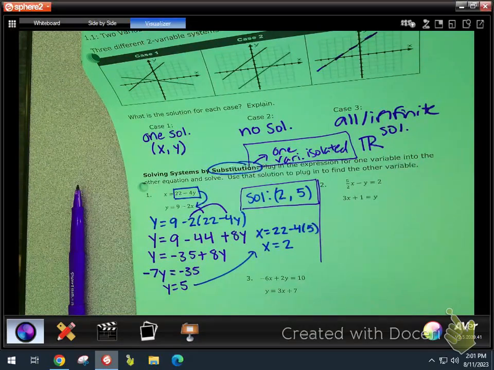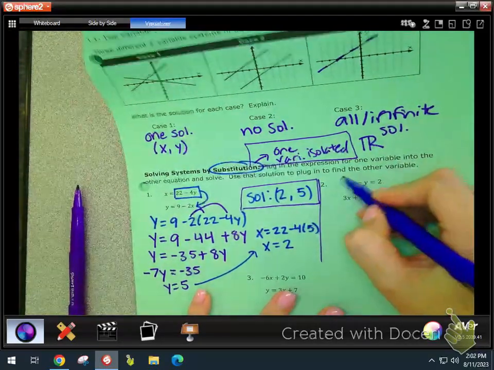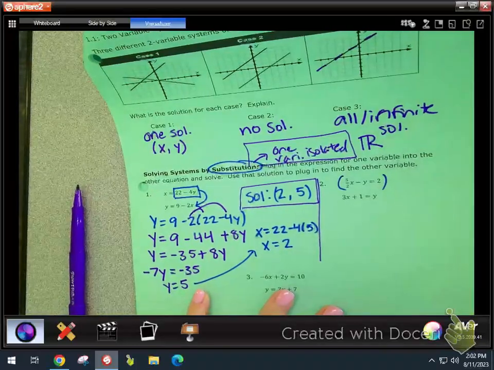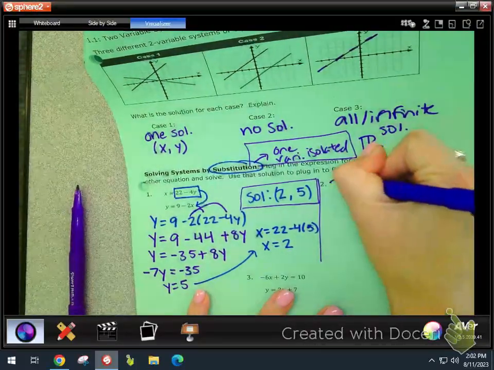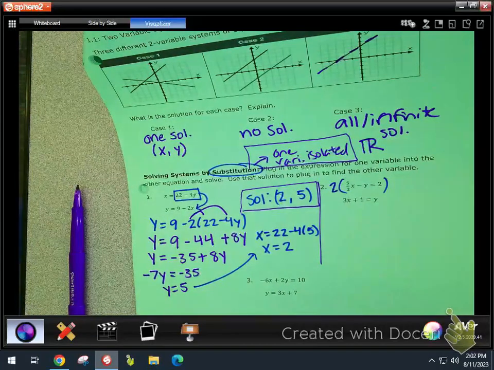I would not suggest converting to decimals. I don't like decimals. I prefer fractions over those. So what I would do is take this entire equation and multiply by that one denominator, which is 2. If you have multiple denominators, you need to find the least common multiple. But in this case, it's pretty easy, so I'm just going to double that entire equation.